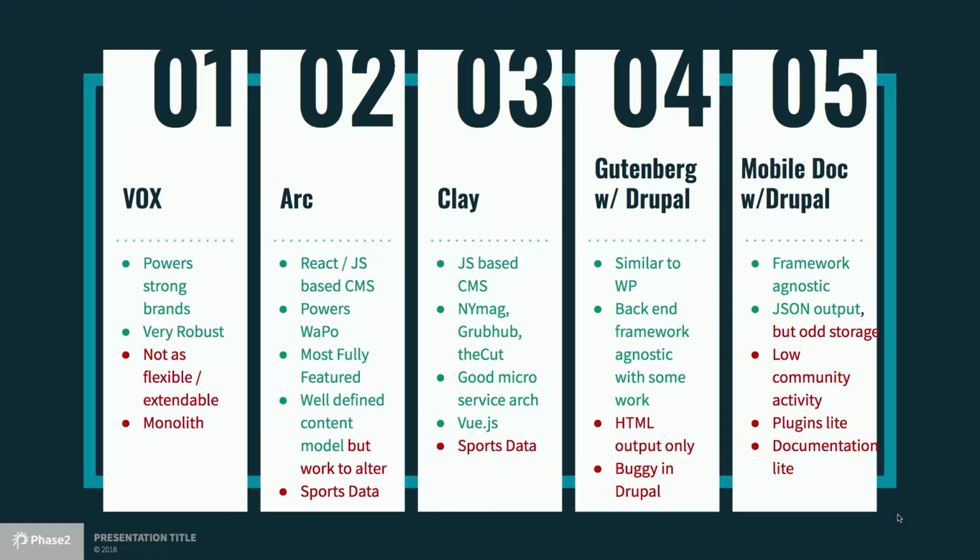Clay was really awesome, actually. So many props to the NY Mag team. Clay powers actually all of the NY Mag brands. So, Grubhub, The Cut, well, there's a bunch. So, all of them. It is a really strong microservice architecture. In fact, I encourage you to just check it out. It's on GitHub. It's github.com/clay. And they organized all of the functionality within the CMS pretty well. Choose what you want. Really cool.